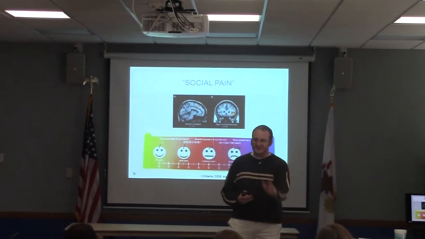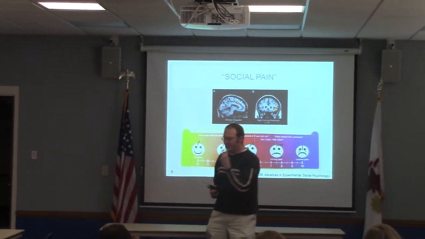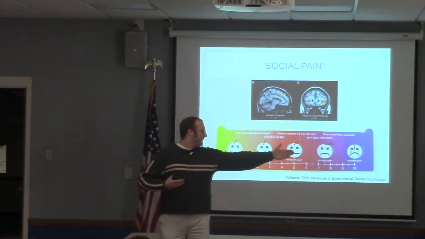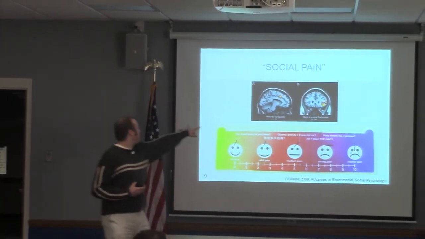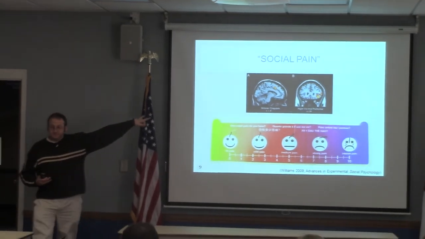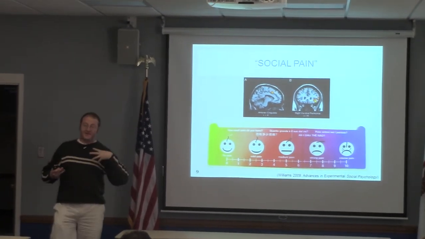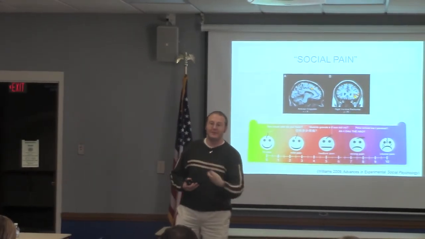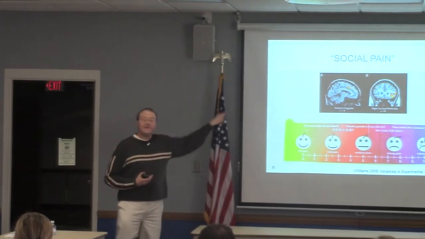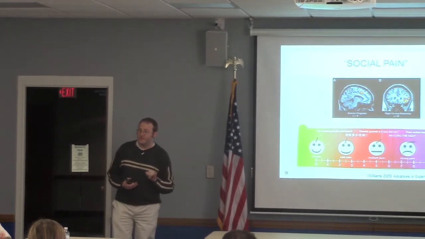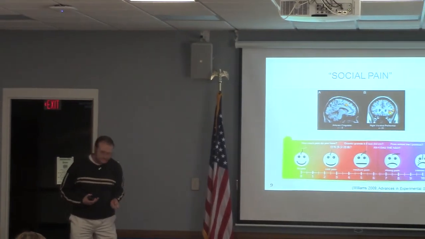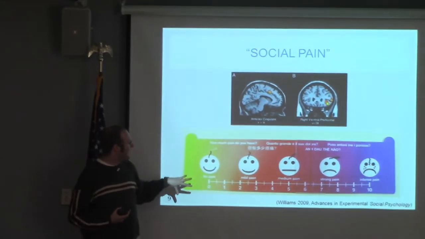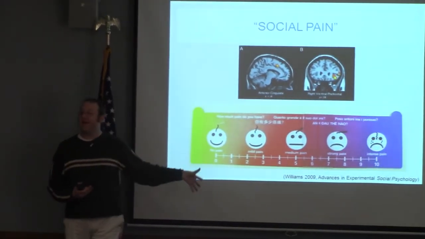We've identified as scientists what areas of the brain are active when we get physically injured. So if you had me in a scanner, and Leander came over here and punched me, you'd see those areas light up. If you also put me in a scanner and put me through a manipulation of ostracism or rejection or some other type of social threat, you see those same areas light up, the ones that are associated with physical pain.